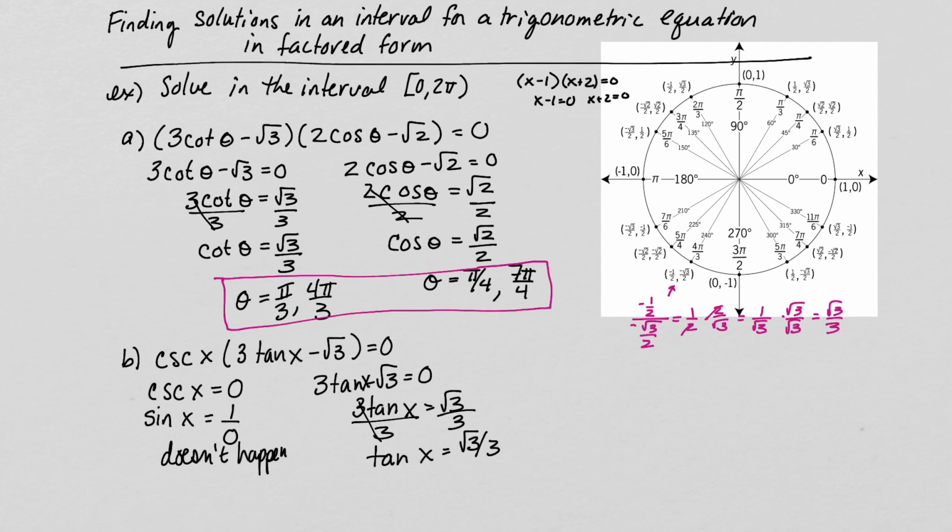So the only part we have to worry about is when the tangent of x is equal to root 3 over 3. That's going to happen when x is equal to pi over 6, or when x is equal to 7 pi over 6. Those are the two places where the tangent ends up being equal to root 3 over 3. So in this case, we only get 2 answers. Most of the time when you're doing factored ones, you will get 4 answers, but in this case, we only get 2.